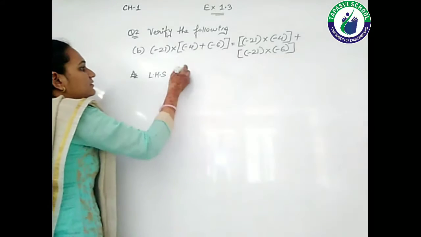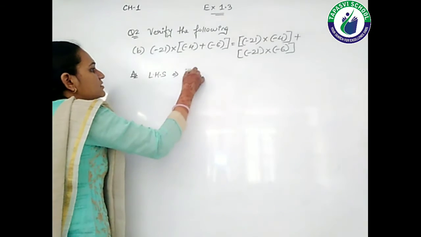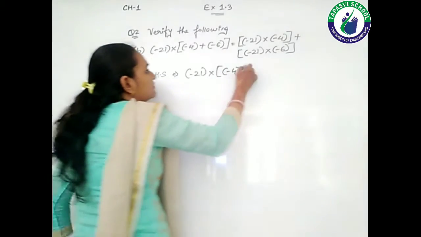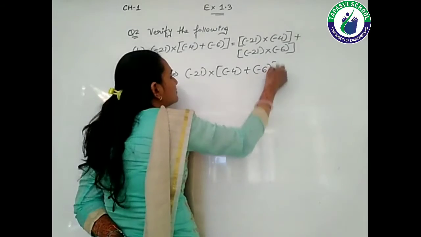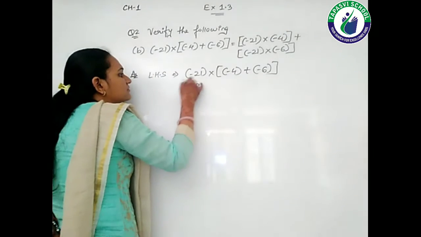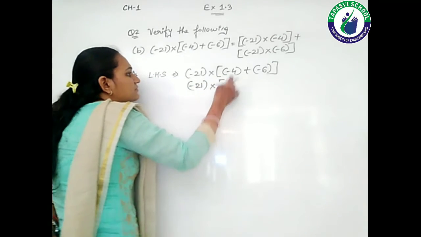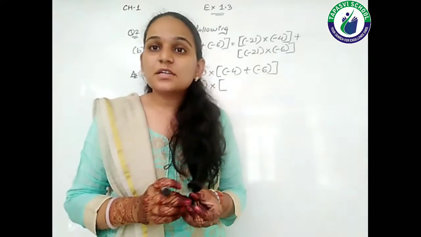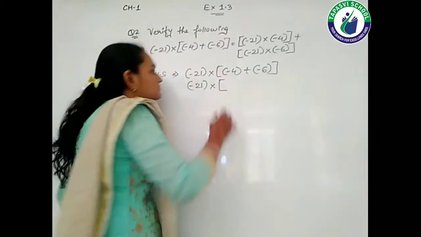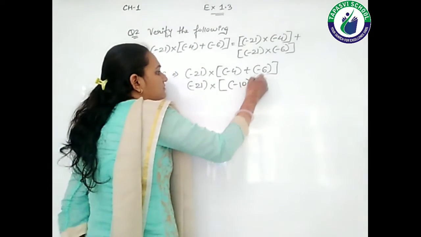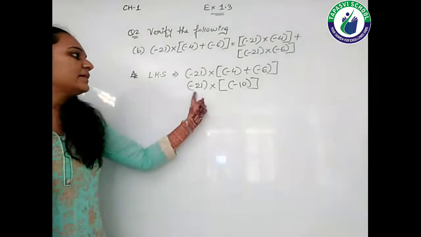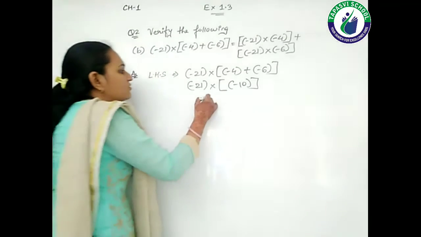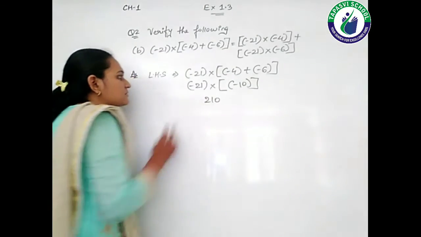Left hand side I am going to prove. So minus 21 into minus 4 and minus 6, students. Minus 4 and minus 6 together becomes minus 10. Minus 21 into minus 10. So 21 tens is 210, and minus minus becomes plus.